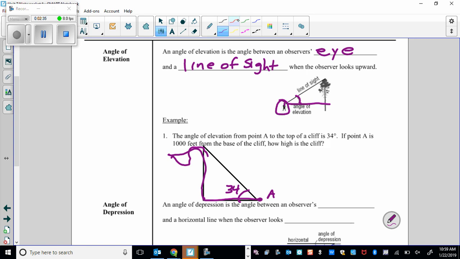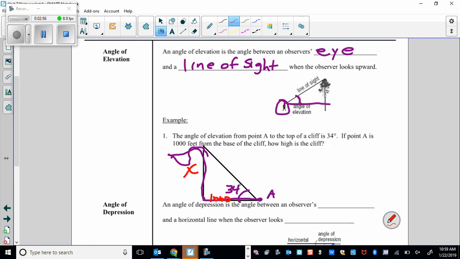Okay, let me put it away from it. So why put 1,000 here? The question is how high is the cliff? So my x goes right here. Okay, and that's basically what it is. Based on reading the word problem, you come up with the picture to represent it.